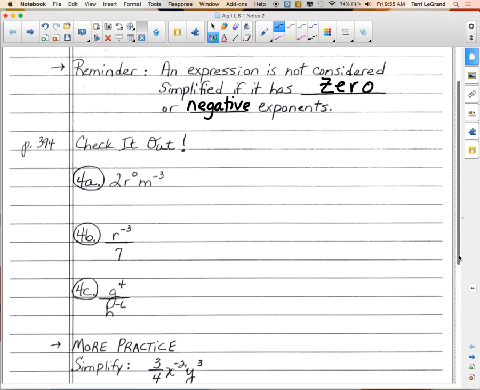Oh, now you don't have your calculators because I said we're probably not going to use them. I said you bring a calculator every day.